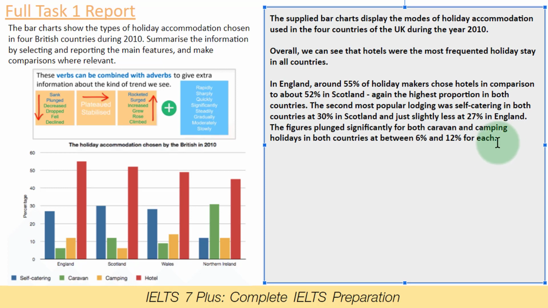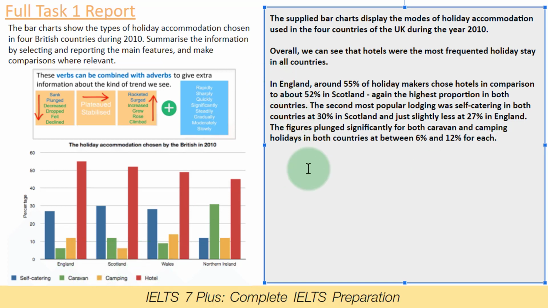Now, I'm not going into too much detail here. I'm not saying exactly which of these holiday types and in which country is at which figure. I'm just giving a bit of a general statement. The figures plunge significantly for both caravan and camping holidays in both countries at between 6 and 12% for each. I could add "in any country", but I'm going to leave that as I've already said it. It gives a good enough idea of caravan and camping holidays. I'm reporting the main features, of course. Okay, so that's England and Scotland done.